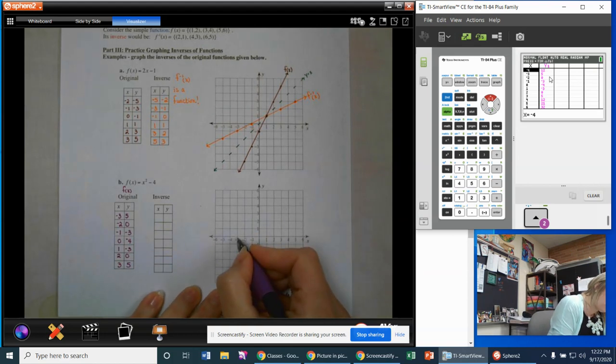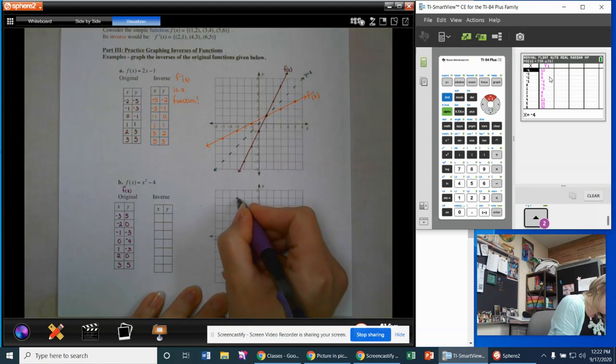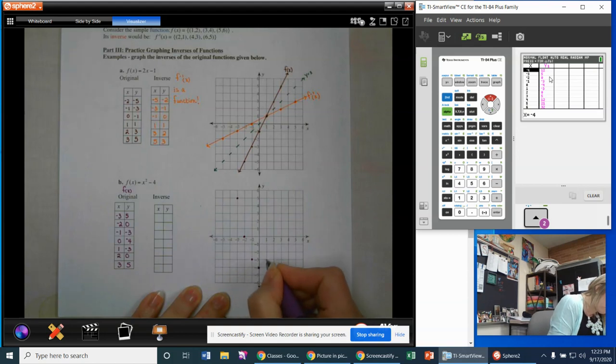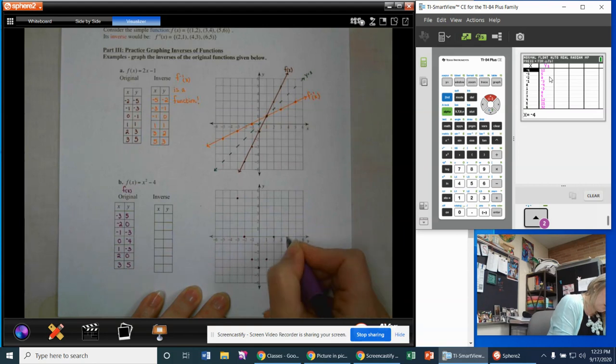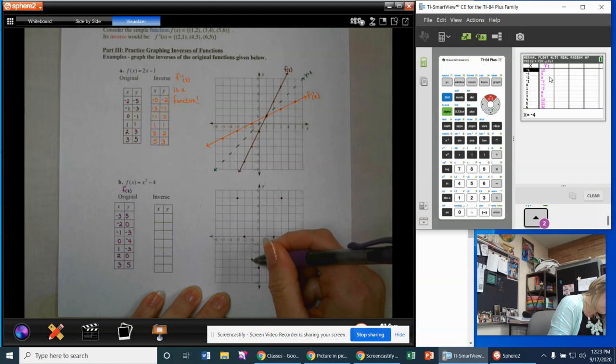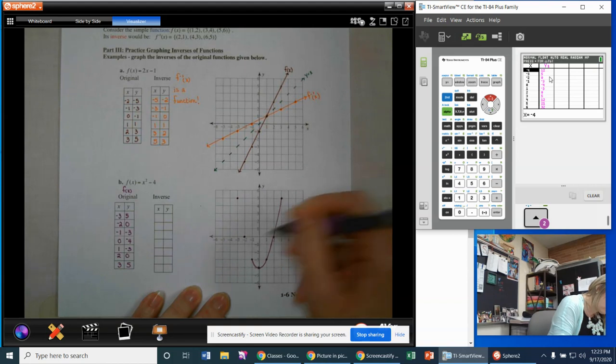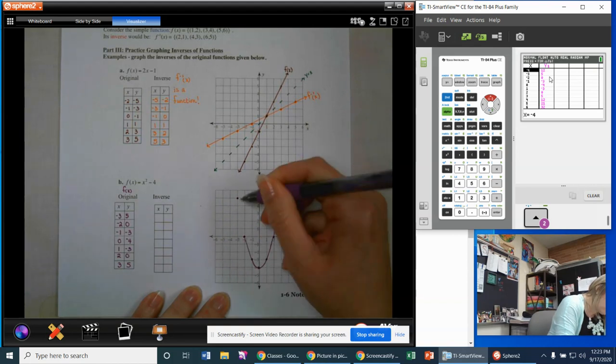So negative 3, 5, and negative 2, 0, negative 1, negative 3, negative 4, excuse me, 0, negative 4, my bad. 1, negative 3, 2, 0, and 3, 5. And of course, it is a parabola, so connect. Parabolic. And arrows at the end.